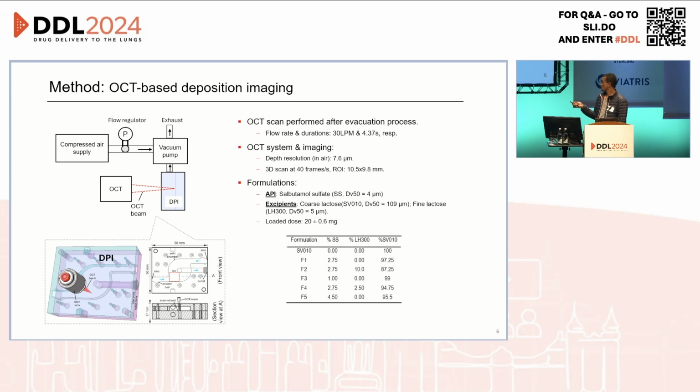For this particular study, we used in-house formulations, particularly 5 formulations with one baseline lactose, SVT, where the API was salbutamol sulfate, abbreviated SS here. Different proportions were selected based on experimental design parameters, and also to get a wide range of SOX number for the fine lactose and the coarse lactose, so that we could use the data for CFD simulations.